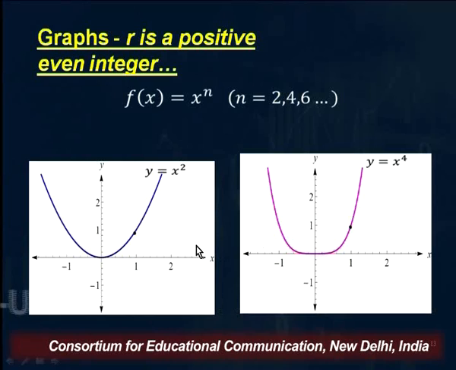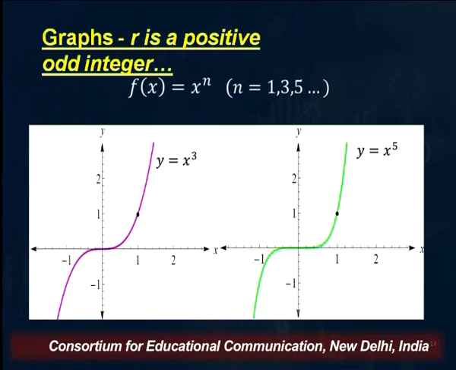But you can see that both these graphs pass through 1, 1 as well as minus 1, 1, because you have symmetry about the y-axis. And basically the graph of y equal to x to the power 4 will have the same general shape as y equal to x squared.